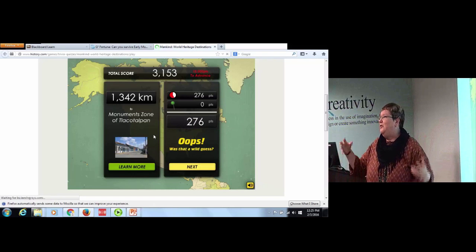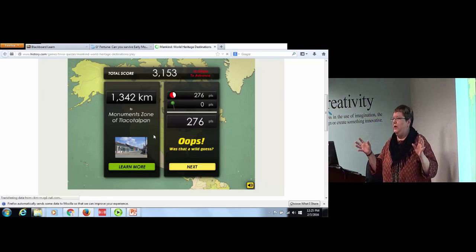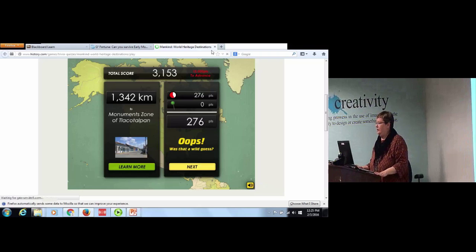So I'm not quite sure how you would actually use this in the classroom because you can't control the places that it's saying, but it is a way for students to understand where various places are in the world and where World Heritage sites are. And besides, it's fun.